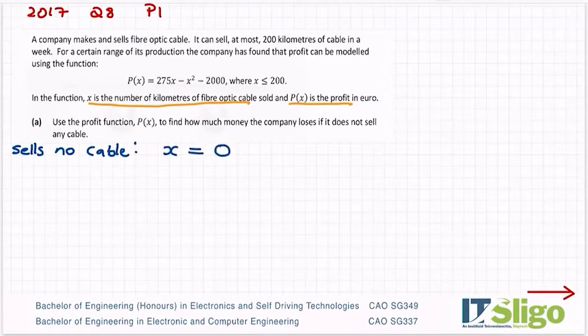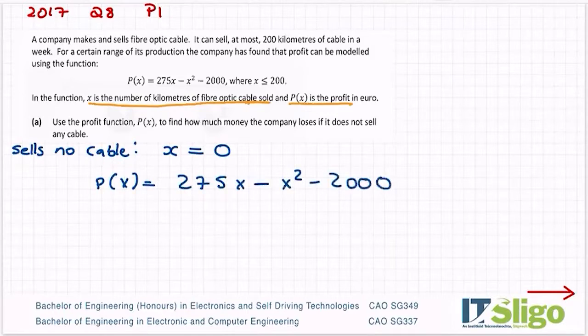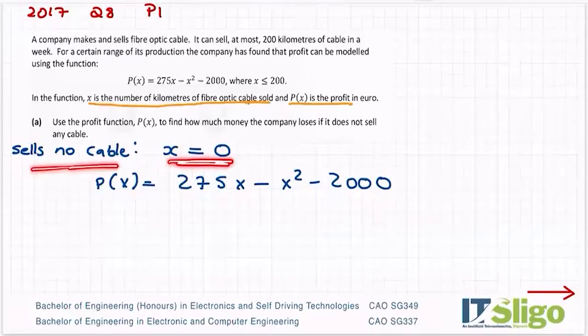Therefore, x is equal to 0, because x was the number of kilometres of fibre optic cable sold. But even from that, let me show you another way where you can make an educated guess. It tells you to use the P of x function. If you look in here, the only letter is x. So go back and have a look: what was x in the question? It might help you out. X is 0 if they sell no cable, so sub in your 0 for x.